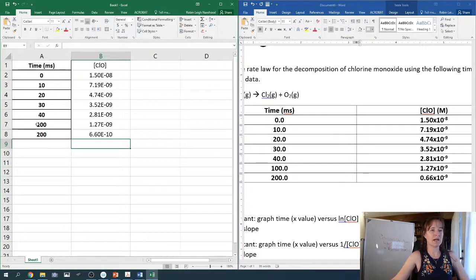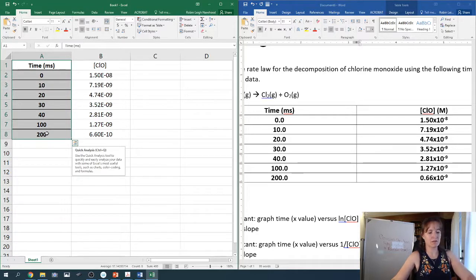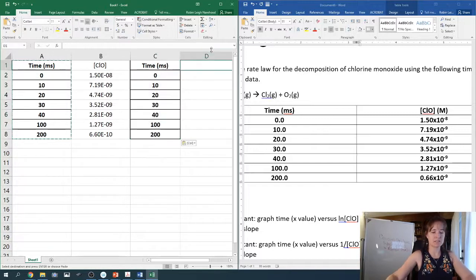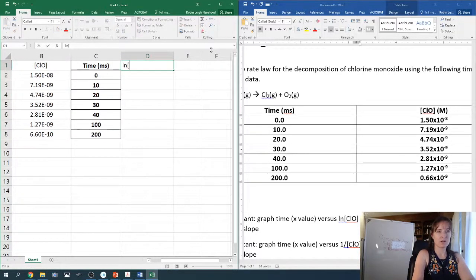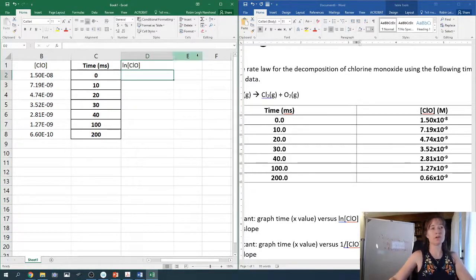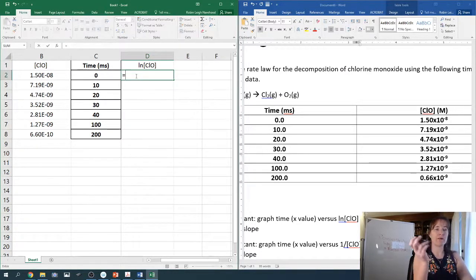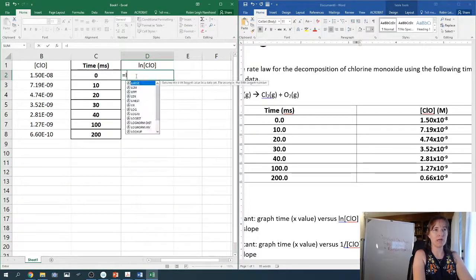So here I have my time data and my concentration data. I want to graph time, so I'm going to copy it over and put it here, versus the natural log of ClO. Now if you wanted, you could use your calculator, and every one of these pieces of data you could type in and take the natural log on your calculator. But Excel acts like a calculator, and you have to tell it what you want that cell to be equal to. So you can type in formulas.